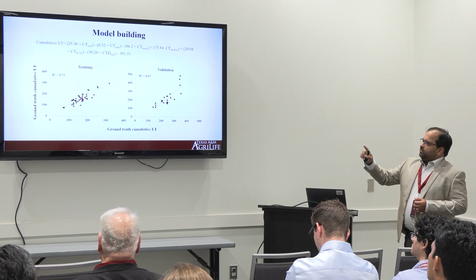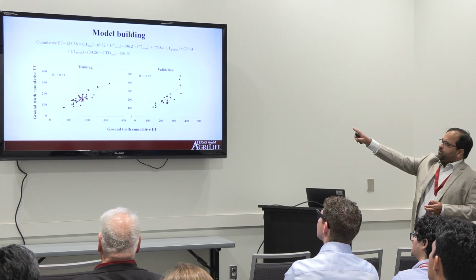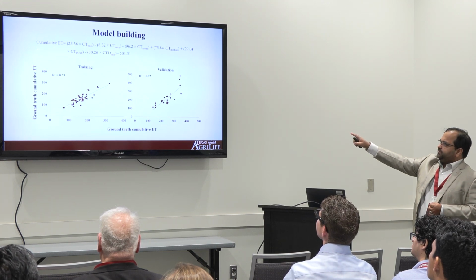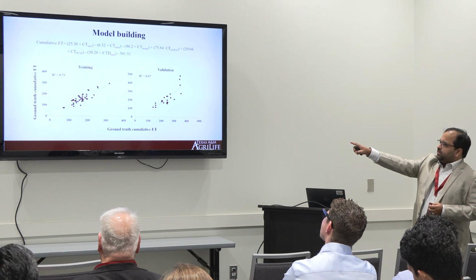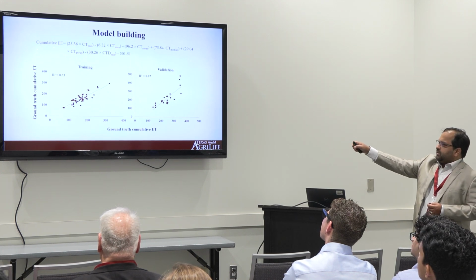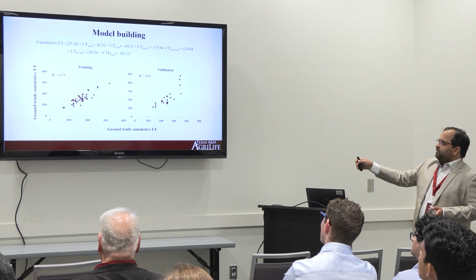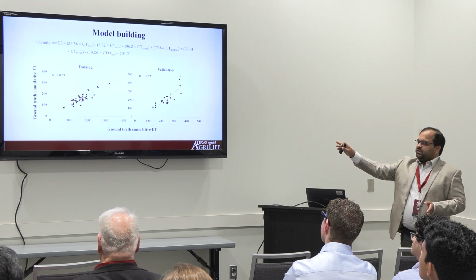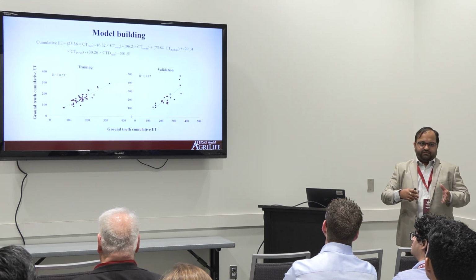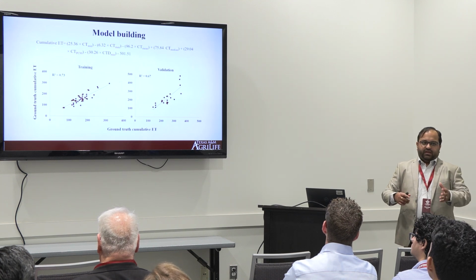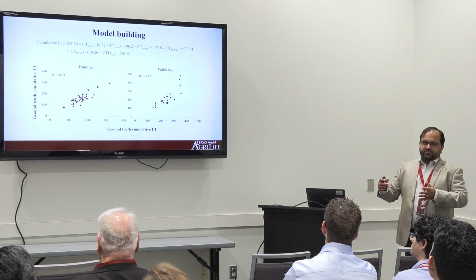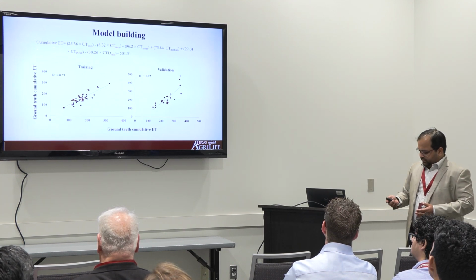So we used those parameters and we got a multiple linear regression for cumulative evapotranspiration. Our training R-square was 0.73 and the validation was 0.67. Validation is basically on unseen data. It's not 70-30. We used 3 out of 4 of our data sets for training and 1 of the other data sets, which was remaining, for validation.